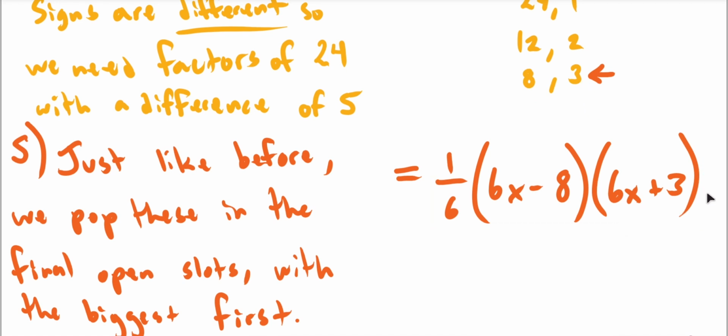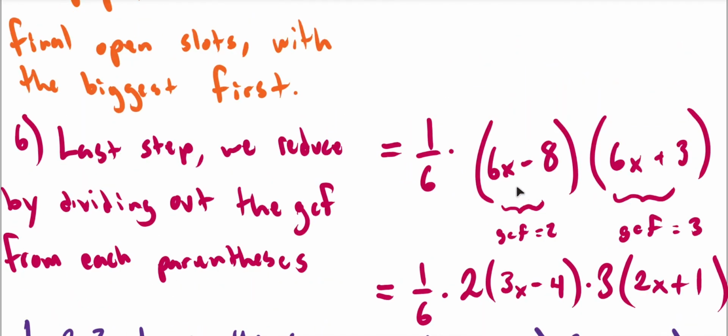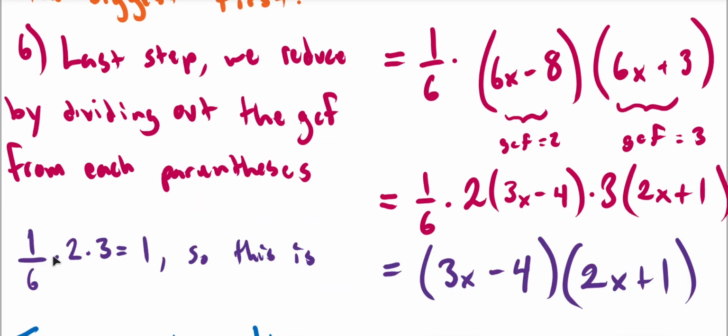And then all we have to do to get the right answer out of this is take out the extra factor of 6 that we put in before. So what I can do is divide the greatest common factor out of each one of these parentheses. Of 6 and 8, the greatest common factor is 2, and of 6 and 3, the greatest common factor is 3. So I can pull out a 2 from this one, a 3 from this one, and hey, that's 6. So when I take a sixth of 2 times 3, I just get 1, and everything disappears. And all I'm left with is the first terms that we had in the first place, 2x plus 1 and 3x minus 4. We factored that polynomial.